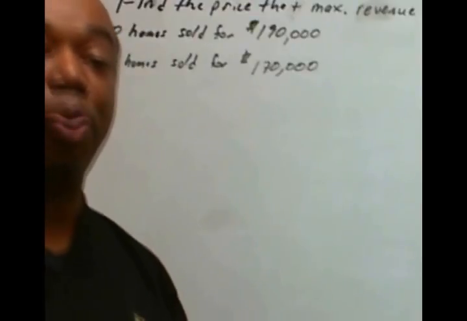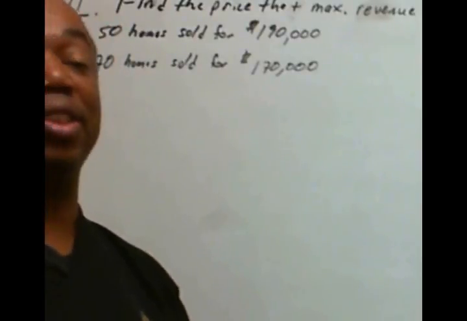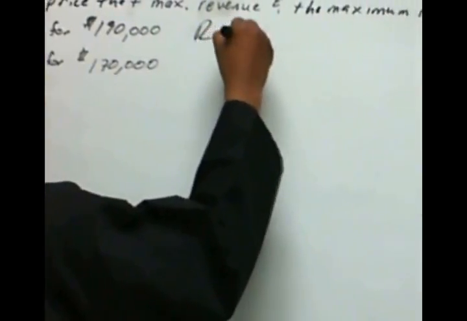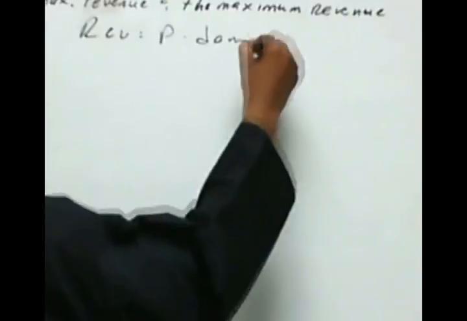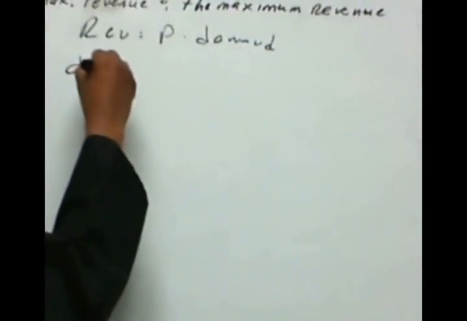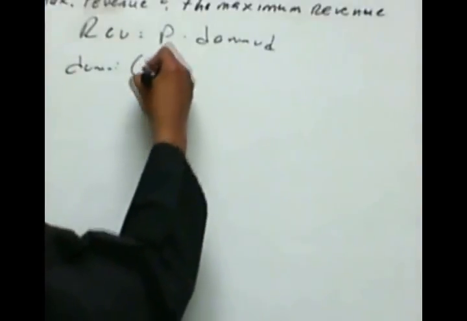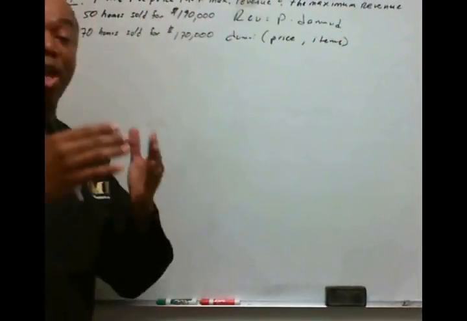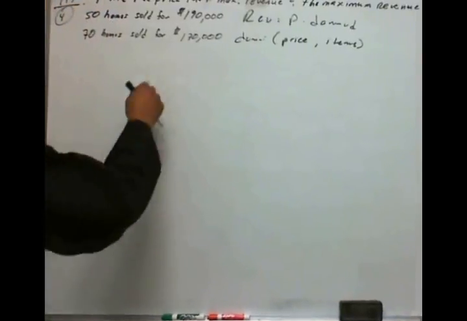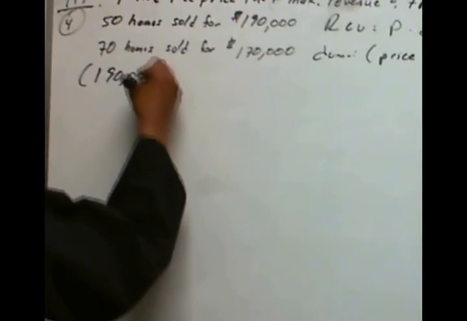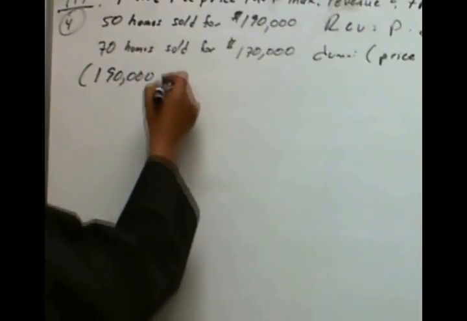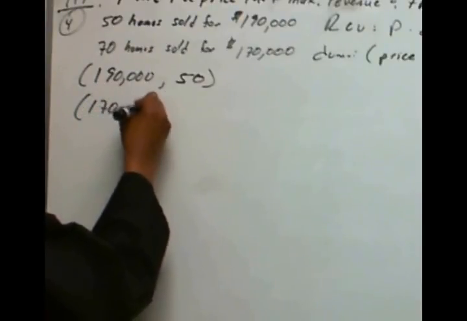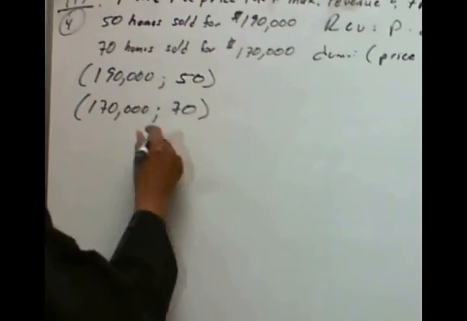Now the question is, what is the price that we really should sell our homes at that will maximize our revenue? In order to maximize revenue, the revenue function is made out of price times demand. To find demand, demand is made out of an input of price and an output of items. So I want to set this scenario up where we have price as input and items as output. When the price was $190,000, we were able to sell 50 houses total. And when we lowered our price to $170,000, the items, which were the houses, rose to 70.